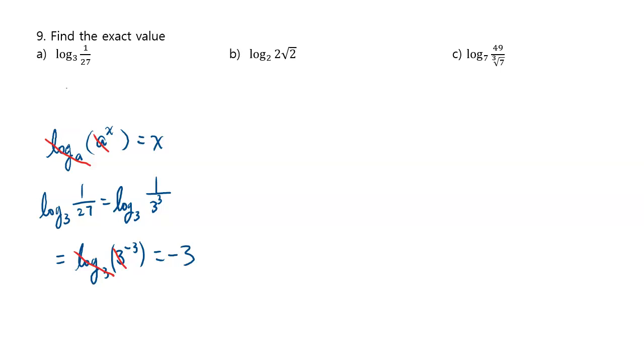Now, log 2 of 2 to the first power, 2 to the 1/2 power. This is log 2, 1 plus 1/2, that's 3 over 2, right? And then log 2 and 2, they cancel. And therefore, you end up with 3 over 2.